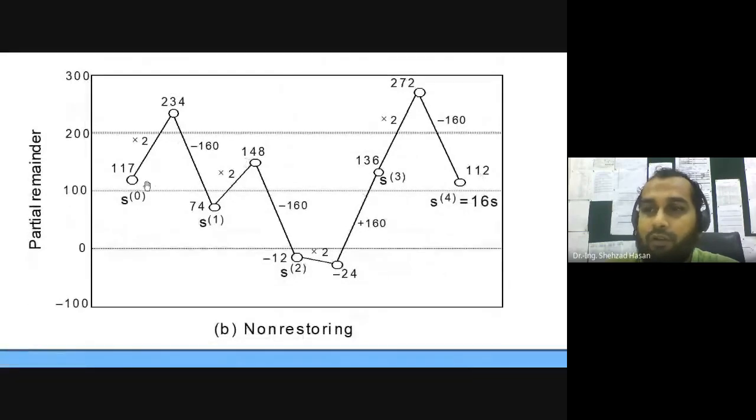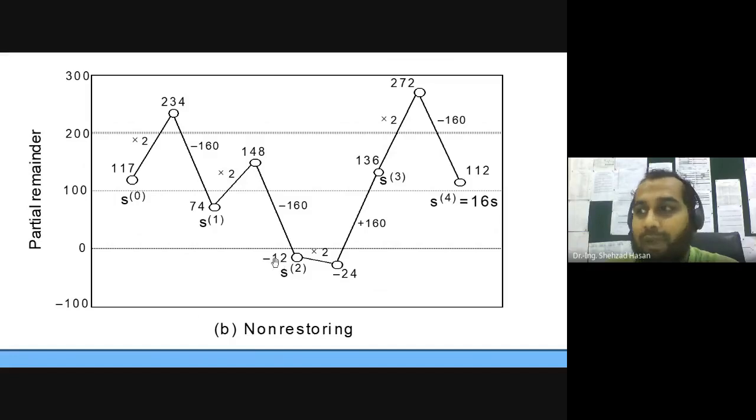In non-restoring division, we start with 117, shift left to get 234, subtract 160, and we get 74. Then we shift left by 2, so 74 becomes 148. We do a trial subtraction and get a negative answer, minus 12. Now we continue with minus 12. We are not going to restore 148, which was the step in restoring division, but not in non-restoring.